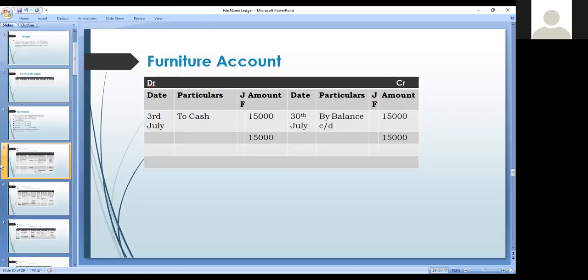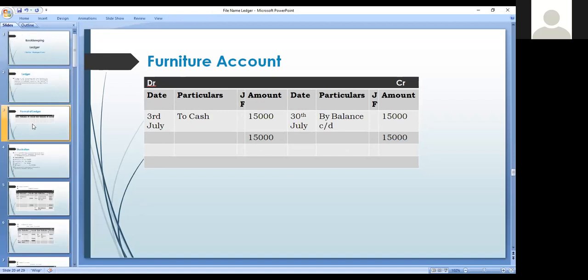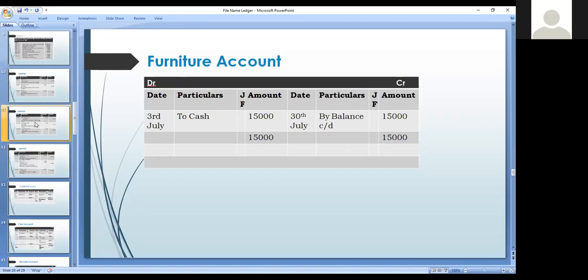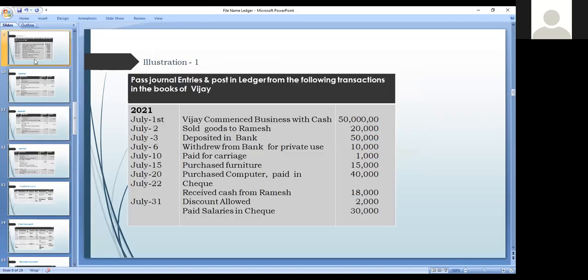I hope you understood this. From this illustration we have prepared journal entries, and then we open a ledger for each of the accounts. We'll see the cash account here because there are so many entries. Cash ledger.